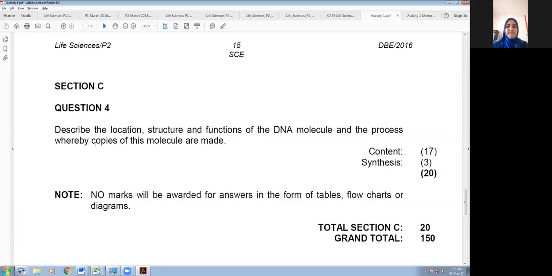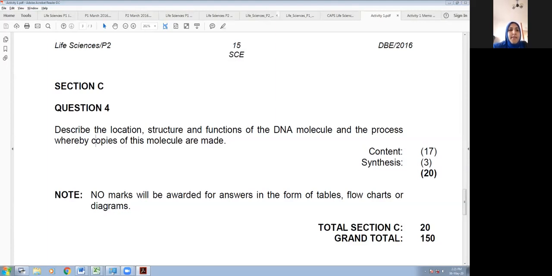It says describe the location, structure, and functions of the DNA molecule and the process whereby copies of this molecule are made. So one of the ways to answer an essay completely would be to give subheadings. So can someone give us the subheadings? What would the various subheadings be, so that we make sure we answer all aspects of the question? The location of the DNA, the structure of the DNA, and the functions of the DNA molecule. Good.